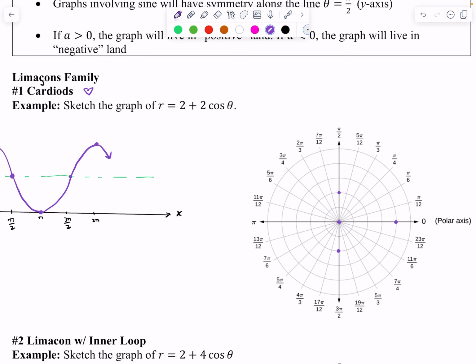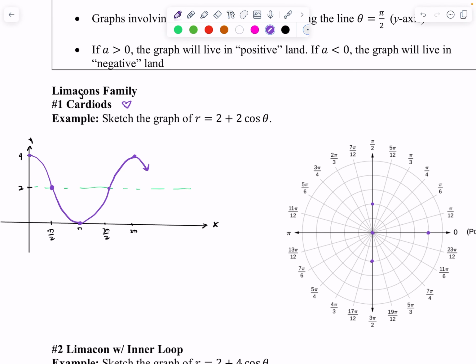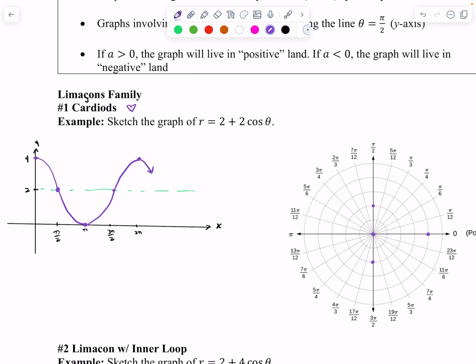Notice no negative values for r based on this graph. And then for 2 pi, we're back to 4. Now, it's kind of hard to tell what's happening here. You do want to get to the point where you recognize that this equation does represent a cardioid. And here's the thing, it just touches the x-axis. It just ends up touching the pole.